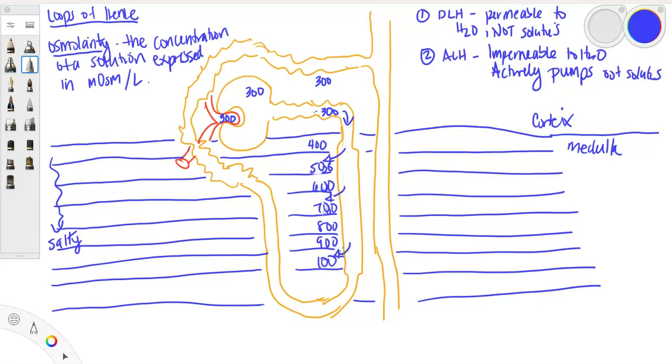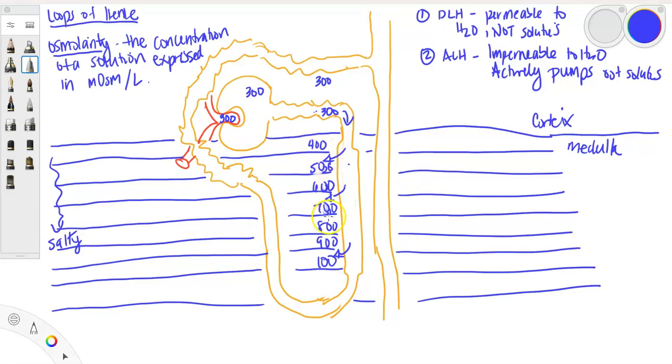So as it comes out, remember, osmosis, the whole purpose of it is for equilibrium. So water is coming out to make this equal. So it is to make this one 500 and that one 500. This one 600 and that one 600. Okay? So again, just trying to equalize what's in the tubule to what's on the outside.